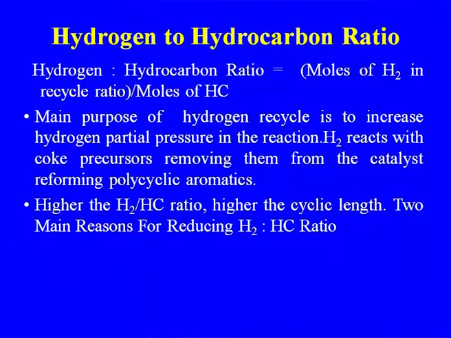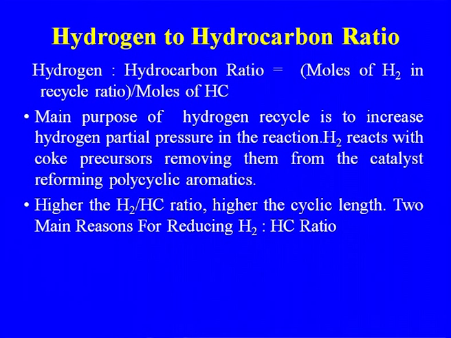Hydrogen to hydrocarbon ratio is very important in the catalytic reforming process, and it is defined as the moles of hydrogen in the recycle divided by the moles of hydrocarbon. The main purpose of the hydrogen recycle is to increase the hydrogen partial pressure in the reaction. Hydrogen reacts with the coke precursors, removing them from the catalyst, reforming polycyclic aromatics. Higher the hydrogen to hydrocarbon ratio, higher the cycle length.